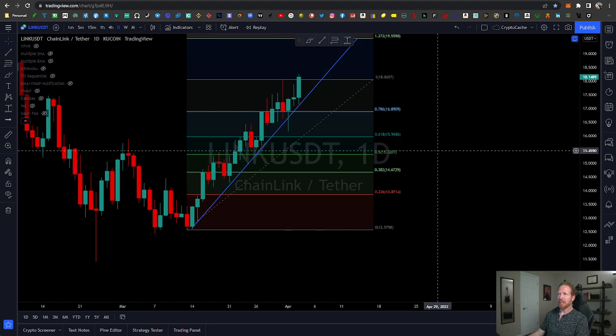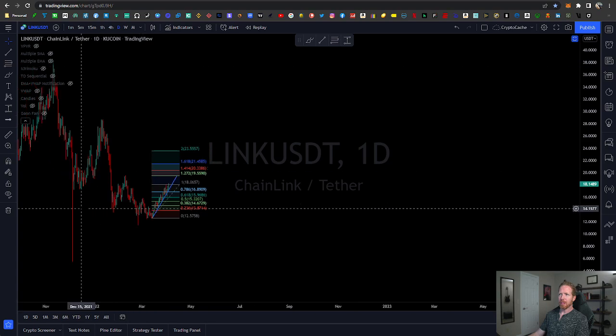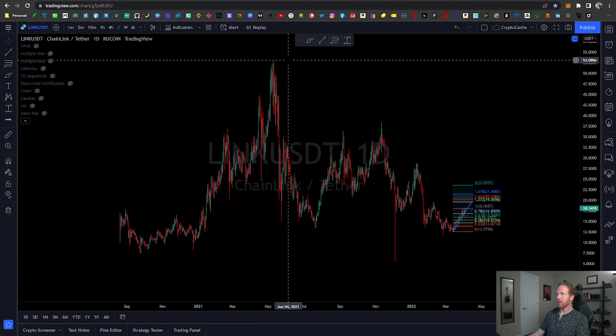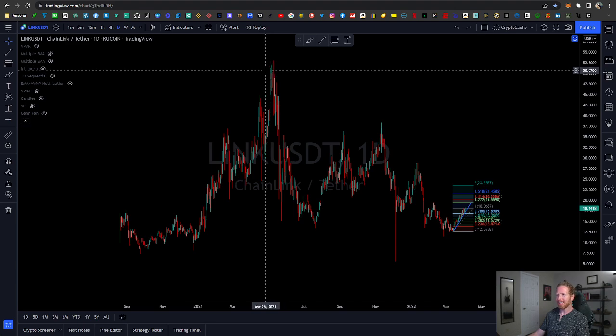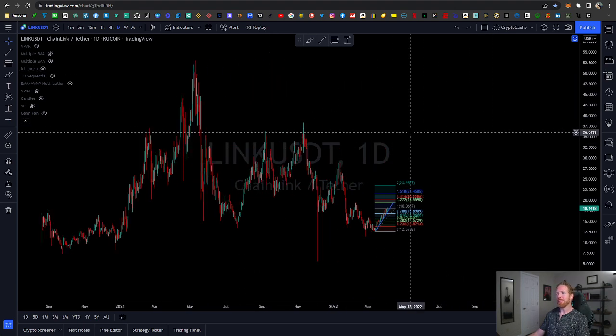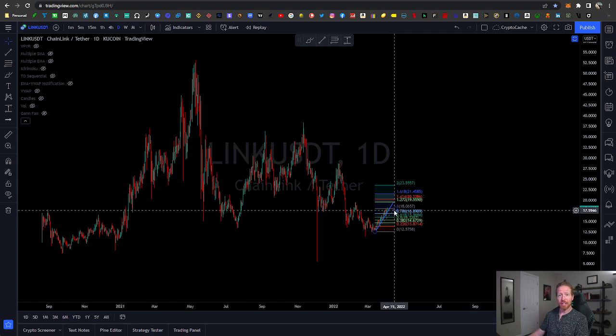Chainlink should be big eventually. It has proven to be very big in the past. If we take a look at its highest point, $53, that's pretty significant. Granted, Bitcoin was trending closer to about 60,000 at that point, so we just got to be realistic in the fact that we're not there yet for Bitcoin.